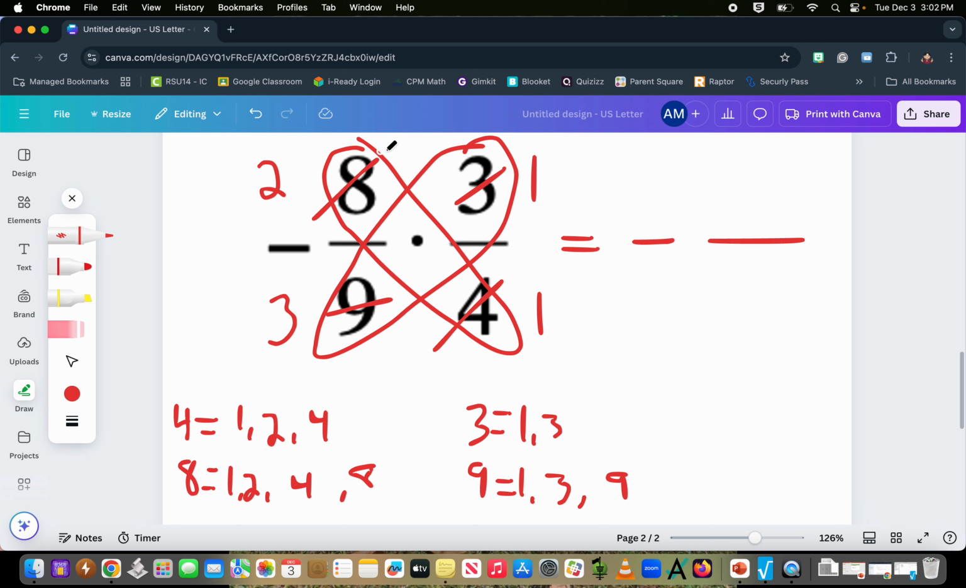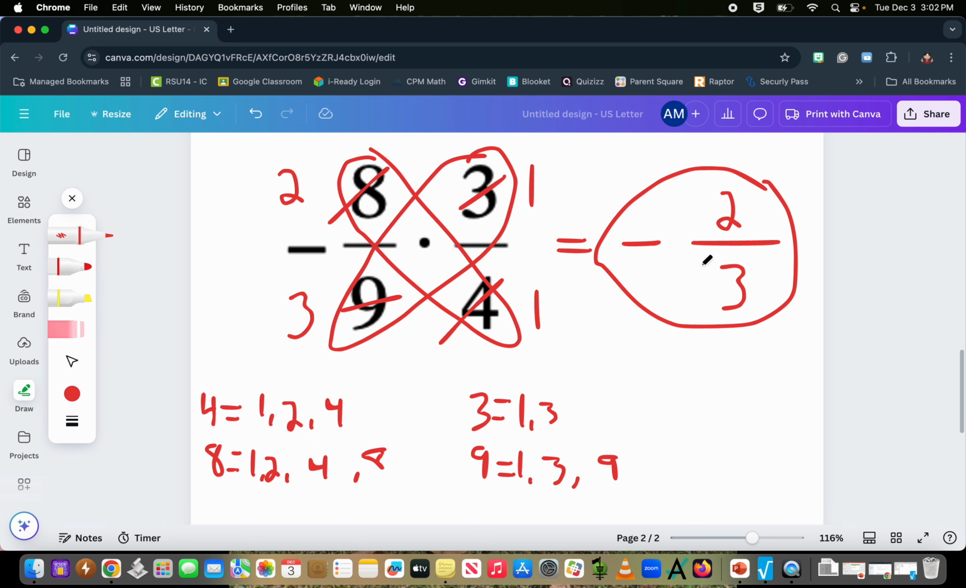I'm going to write that right now so I don't forget. And now I've got small numbers to multiply. 2 times 1, I got 2. 3 times 1, I got 3. So my final answer, in lowest terms, of negative 8/9 times 3/4 is negative 2/3.